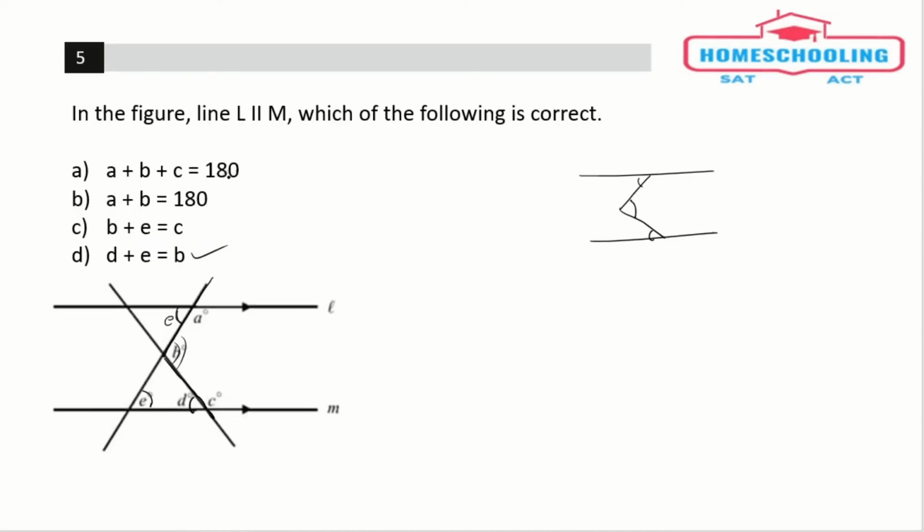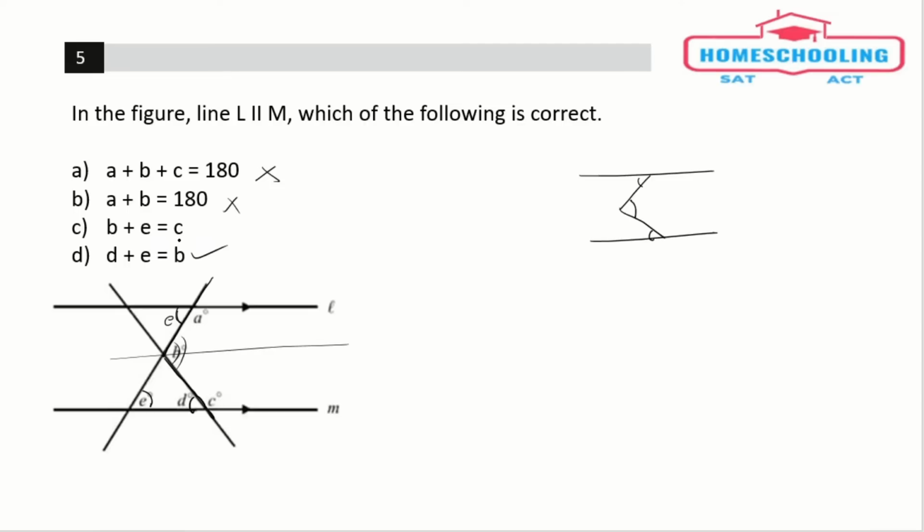Now let's take the other option. A plus B plus C is 180 degrees. It cannot be possible, because if we make a line like this, then the sum of these two interior angles would be equal to 180 degrees. So this would not be acceptable. Similarly, A plus B should be equal to 180 degrees, but as we can see, half of the B is below the line and half of the B is above the line, so it could not be 180 degrees. So this is also not correct.